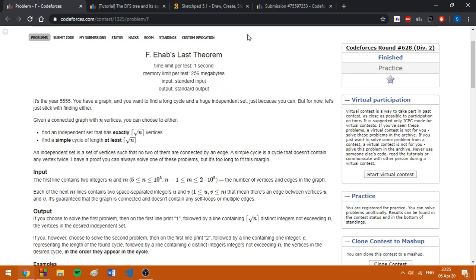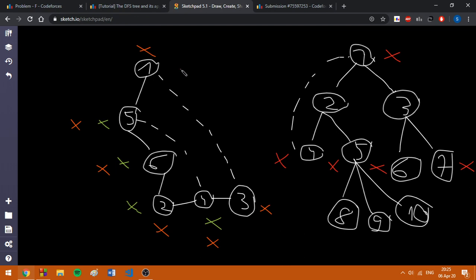Now I'm going to show you some graphs, and what does this mean? Basically, for both graphs, I showed with the continuous white line the main edges which form the DFS tree, and with dashed lines the back edges. If there are back edges, there will always be cycles, and if there are enough back edges, we will always find a big cycle.